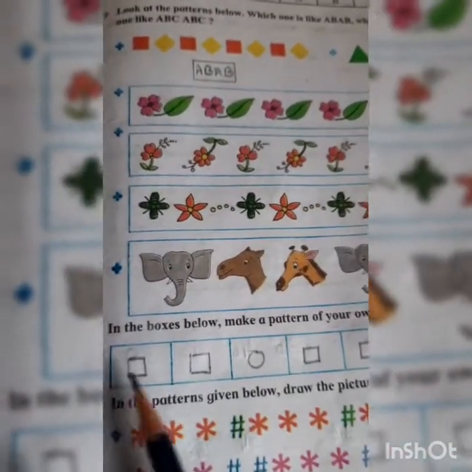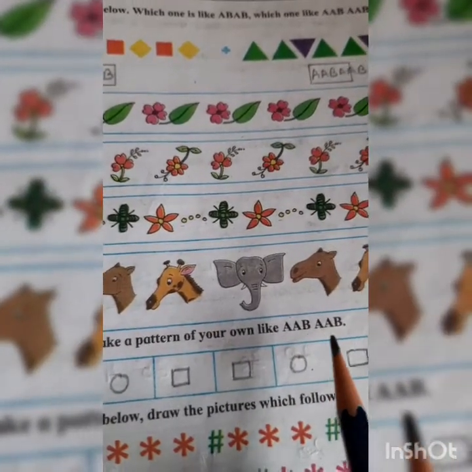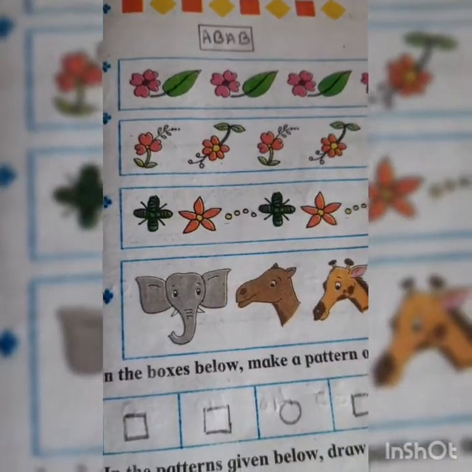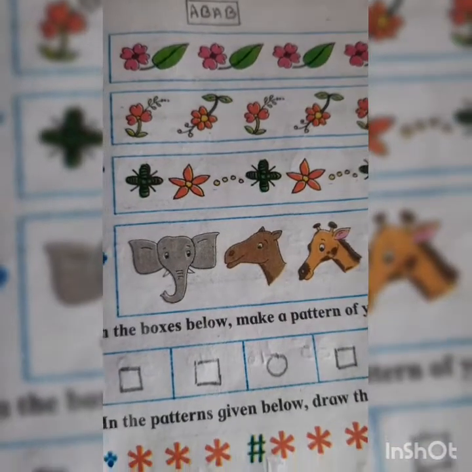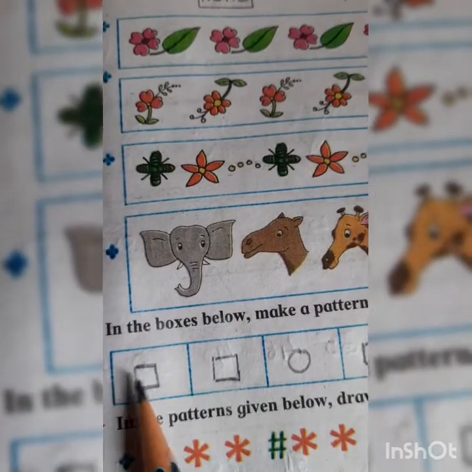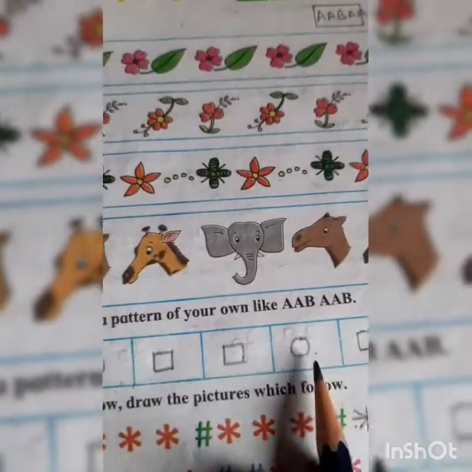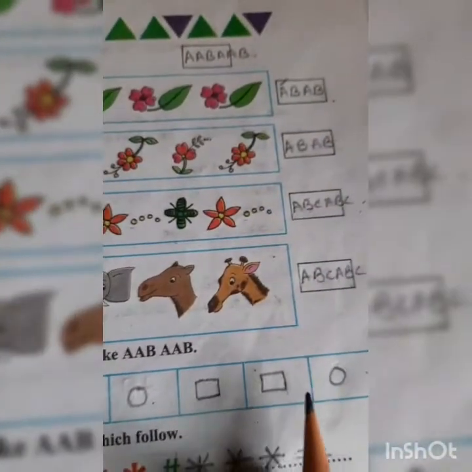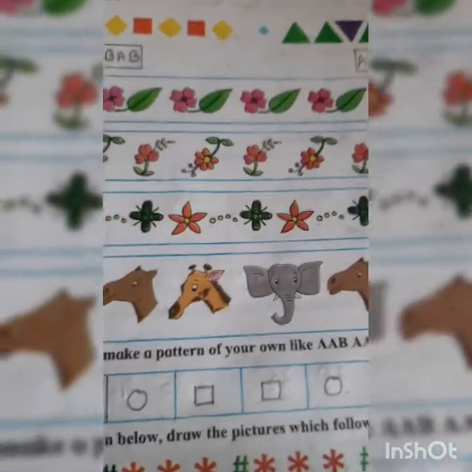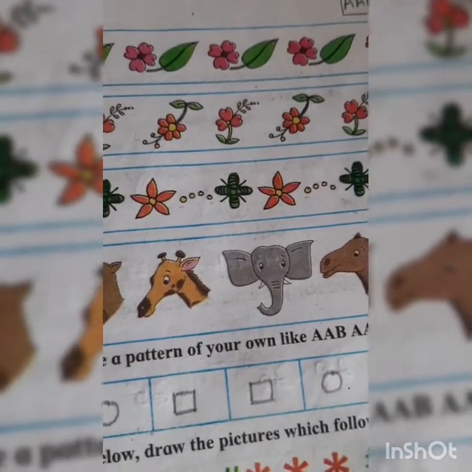Now, in the boxes below, make a pattern of your own like AAB, AAB. You have to make your own pattern. I have taken here a square and a circle. Square I am considering as A and circle as B. So, 2 squares, 1 circle, AAB; 2 squares, 1 circle, AAB. You can take your own design. You can take flowers, or write numbers or alphabets in the pattern AAB.